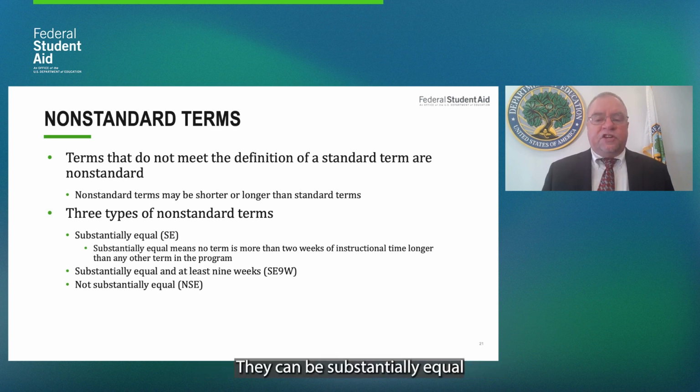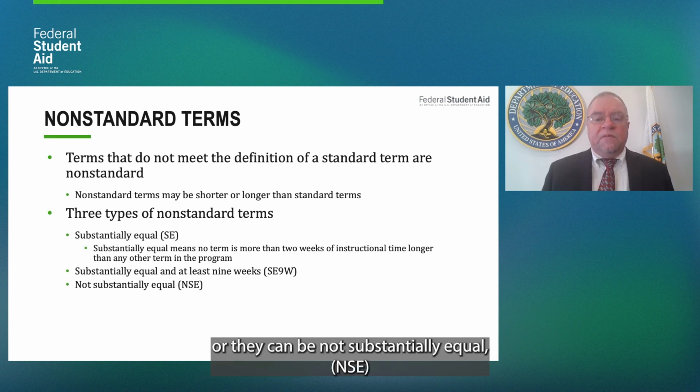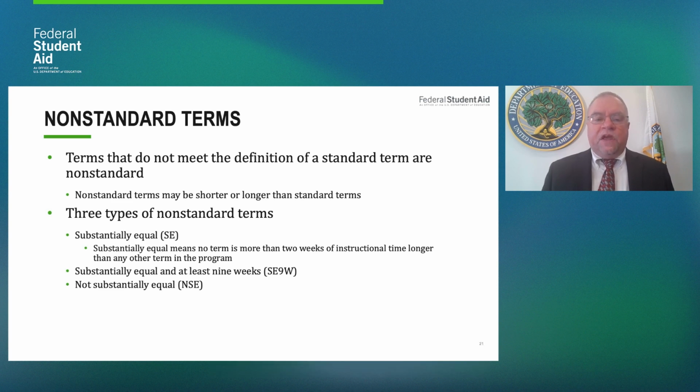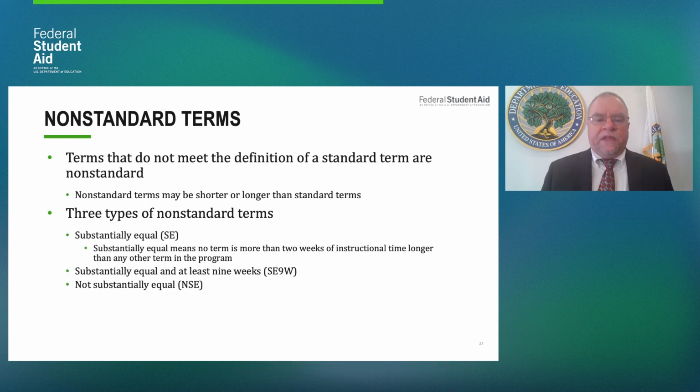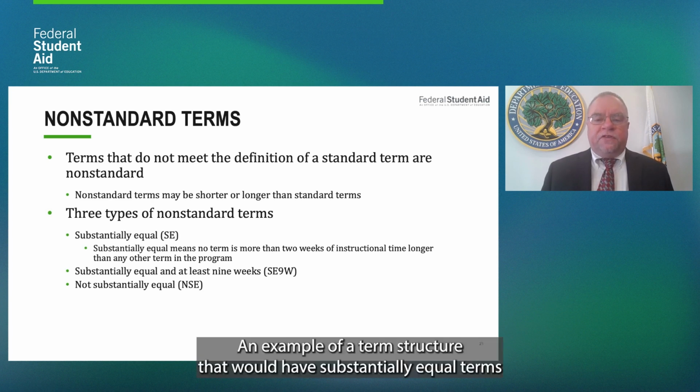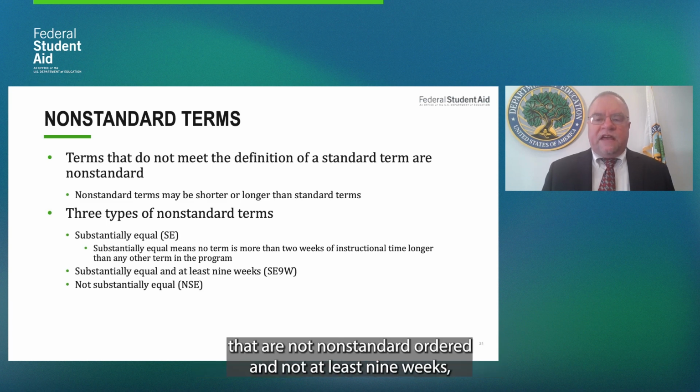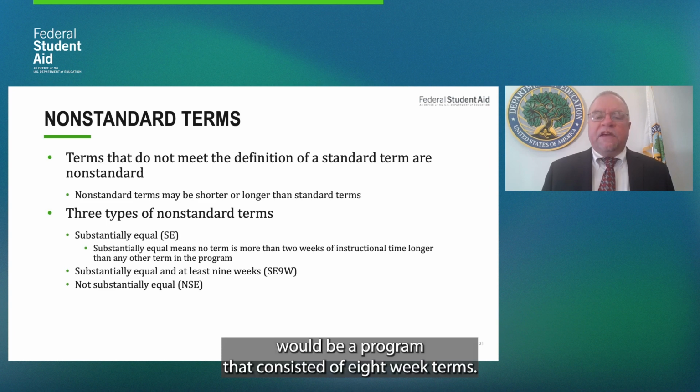They can be substantially equal and at least 9 weeks in length, SE9W, or they can be not substantially equal, NSE. You will see these abbreviations in the handbook. An example of a term structure that would have substantially equal terms that are non-standard and not at least 9 weeks would be a program that consisted of 8-week terms.